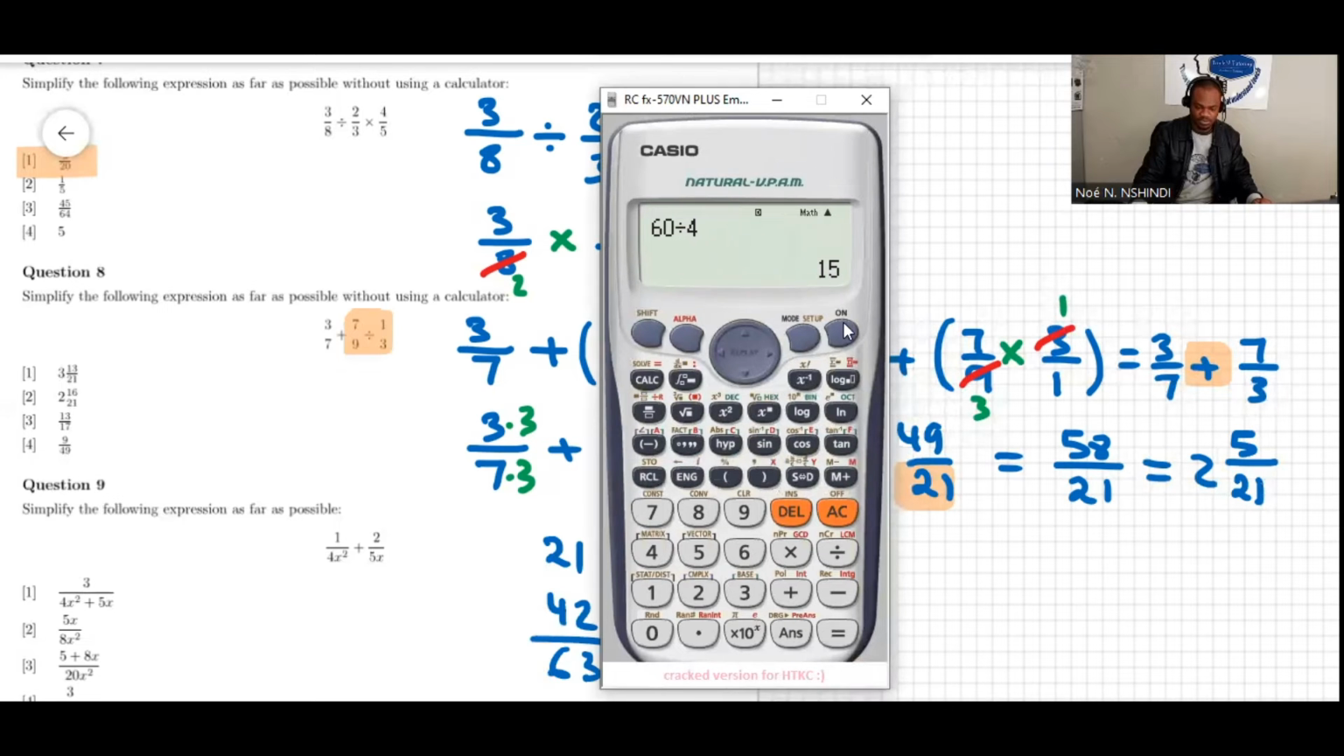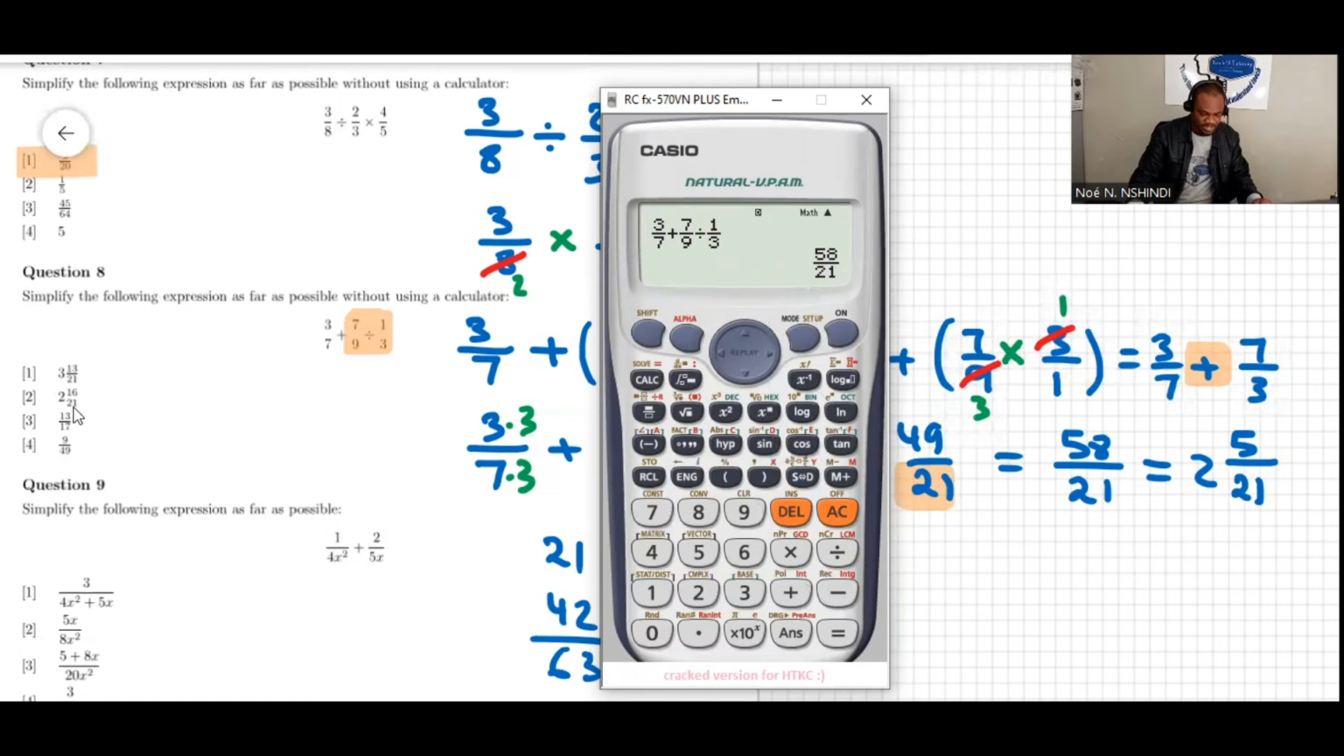If I do 3 over 7, plus 7 over 9, and then divide by 1 over 3, equal to, you see, 58 over 21. And then if I press SD, it doesn't give me it's 58 over 21.